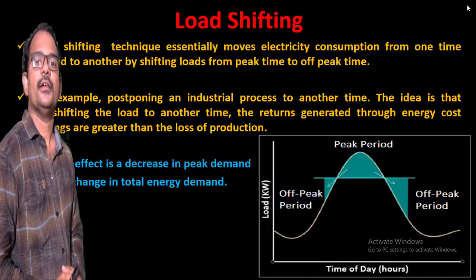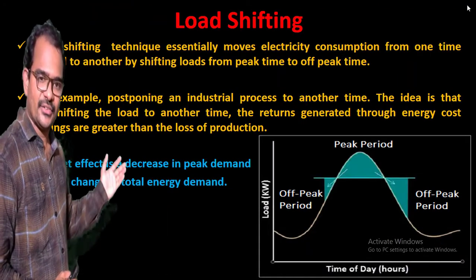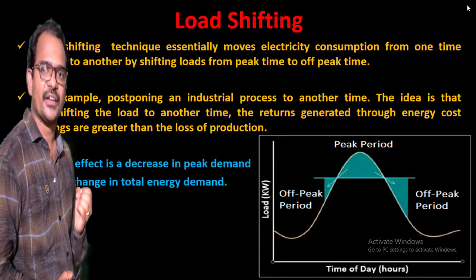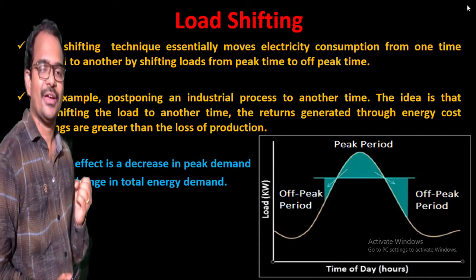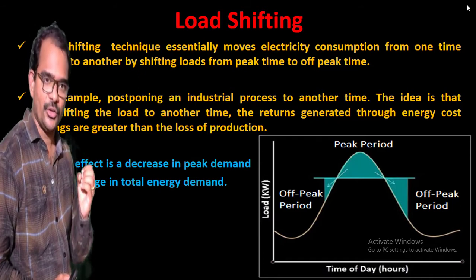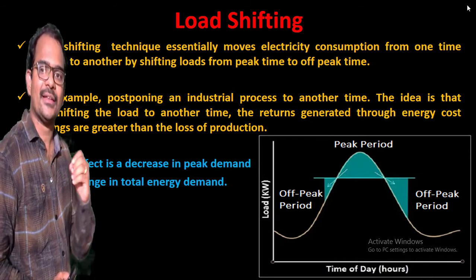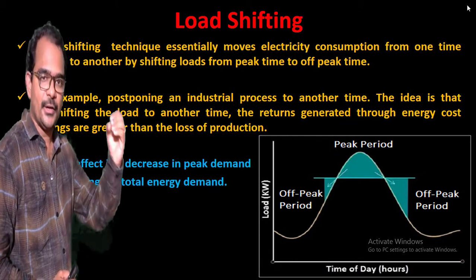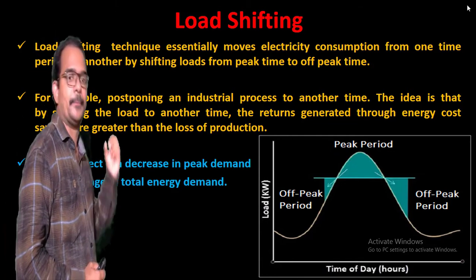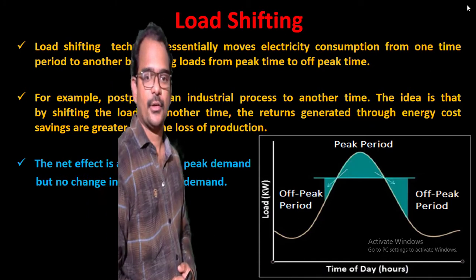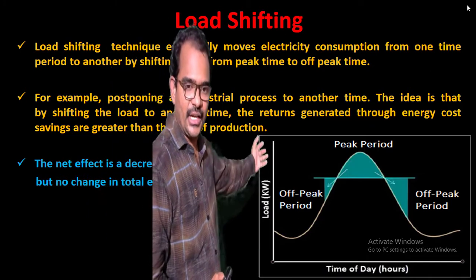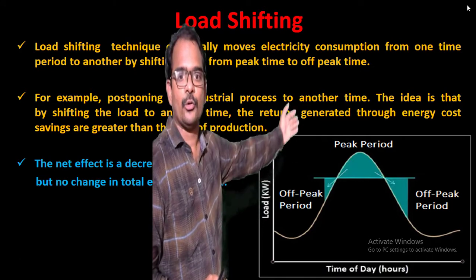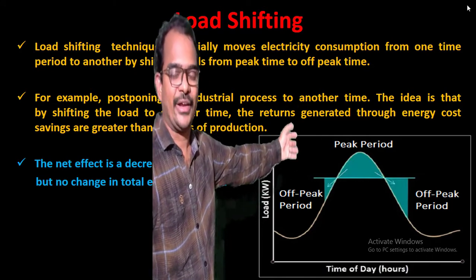The first one is load shifting, right? The figure itself is self-explanatory. What is that? The load shifting technique essentially moves electricity consumption from one time period to another time period by shifting loads from peak period to off peak period. What is the meaning of it? From the graph you can clearly see the time of day on the x-axis and load in kilowatts on the y-axis.